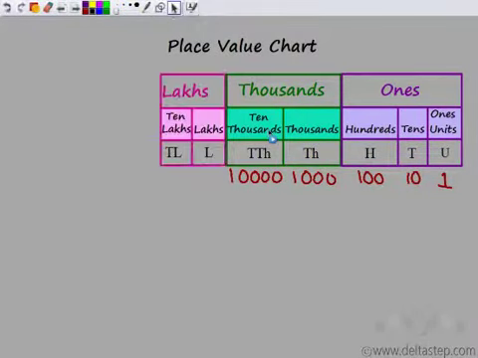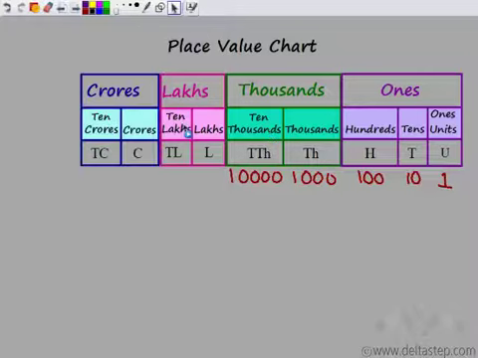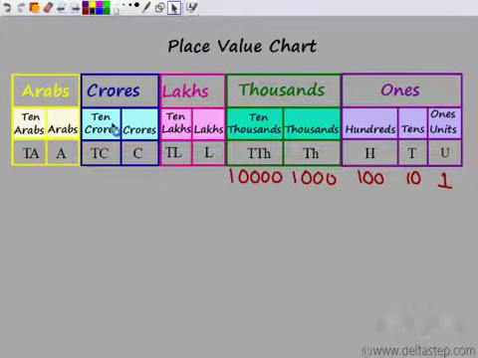After thousands, we move to lakhs. Again lakhs and 10 lakhs. After lakhs, we have crores. Crores, 10 crores. After crores, we have Arabs. We can keep moving forward also, but we name till here. After Arabs also we have names, but let us restrict ourselves till Arabs. From ones to thousands to lakhs to crores to Arabs.